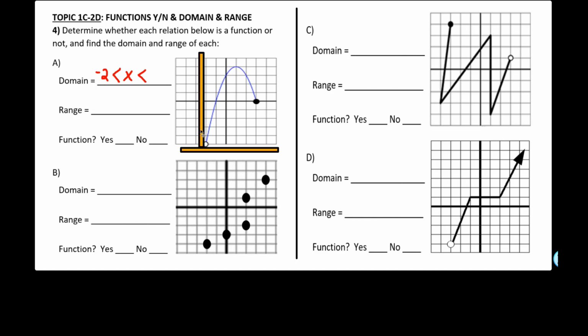And as I move my pencil across, the last place I touch is right there. So this would be 3. And you will have a dash because the point is solid. Now that I've done my domain, I'm going to do my range.